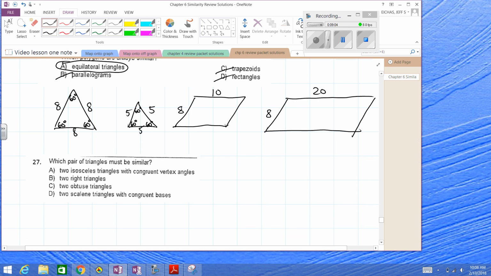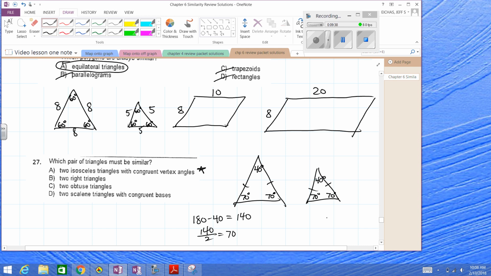All right, which pair of triangles must be similar? Two isosceles triangles with congruent vertex angles looks good, right? So if you're isosceles with the same vertex angle, say it's like 40, the base angles are the same. So I'll calculate those. Yeah, you're stuck with 70 apiece. So if you know the vertex angles are the same, and they're isosceles, you know they've got to be similar.